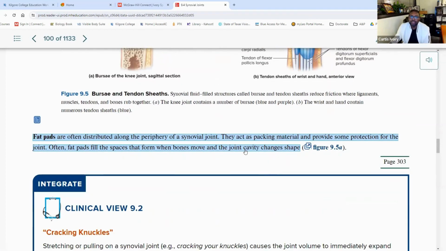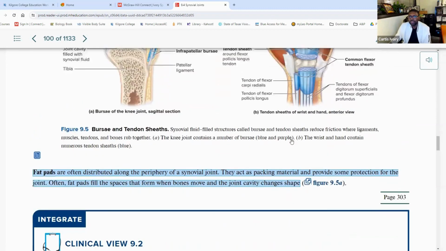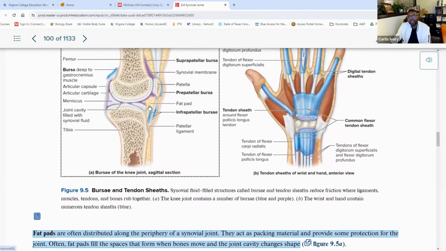You can also have what's called a fat pad, which is essentially what you see right here. These are going to be adipose tissue, or fat tissue. That's going to act as packing material, which helps protect the joint.